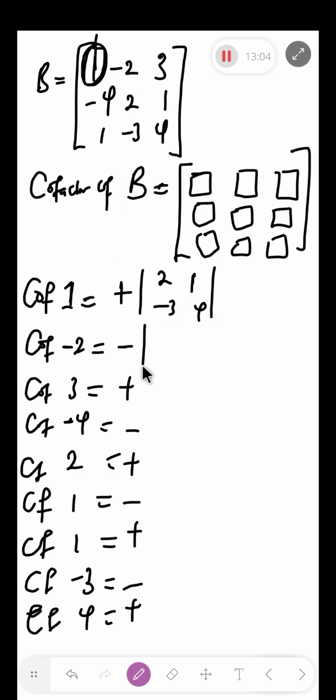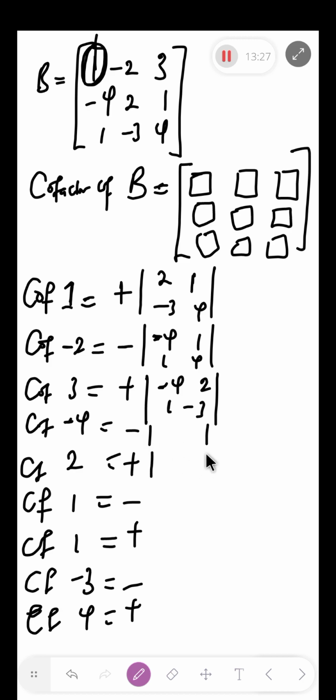Do the same thing for this one also. For this cofactor of minus 2, drag it out, cross this out, cross this out. What do you have left? Minus 4, 1, 1, 4, right? Go ahead. For this position 3, cross it out, you have minus 4, 2, 1, minus 3. So that's how you do it for the rest of them. You do it for this one also.